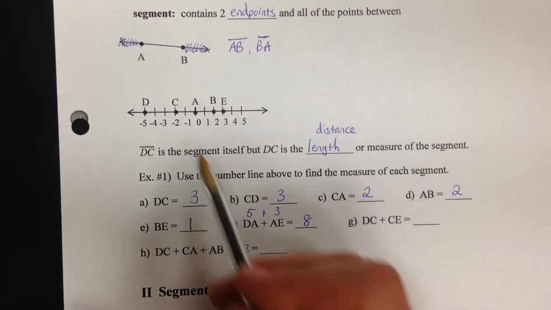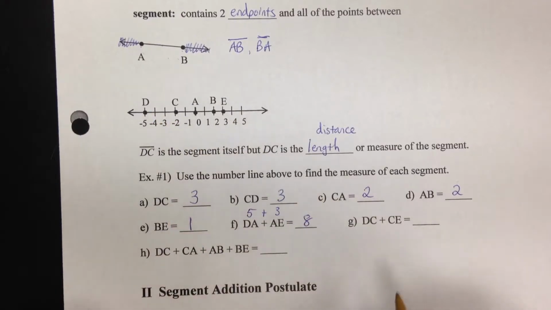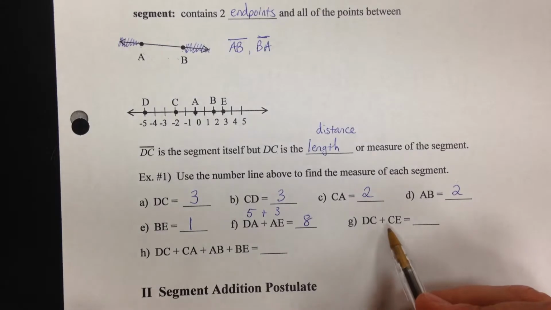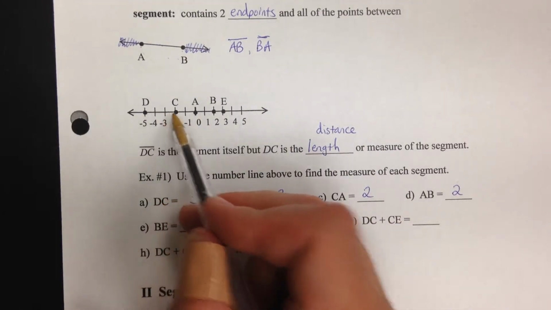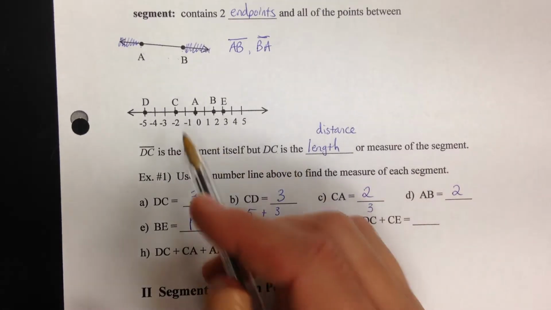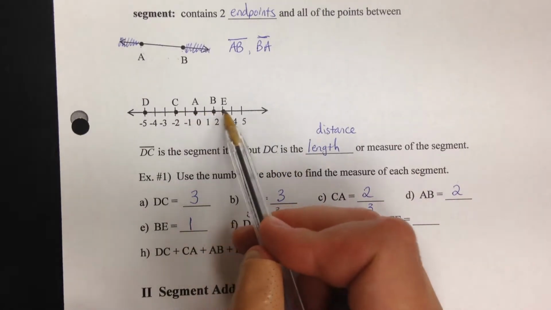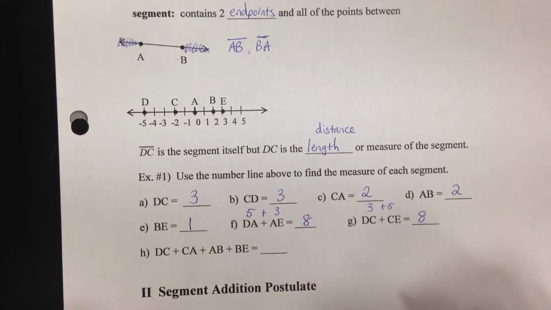Notice that that's equal to the length of D to E, that whole thing. That's also 8 spaces. The length of DC plus the length of CE. All right, D to C is 3. And then from C to E would be 1, 2, 3, 4, 5. 3 plus 5 is also equal to 8.